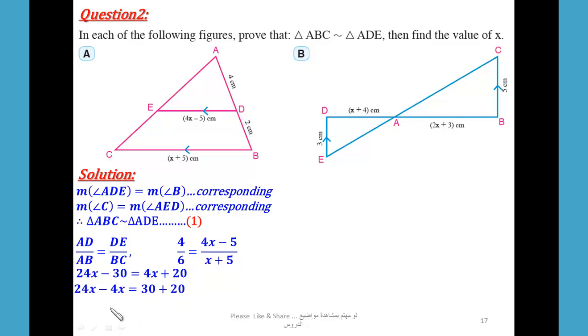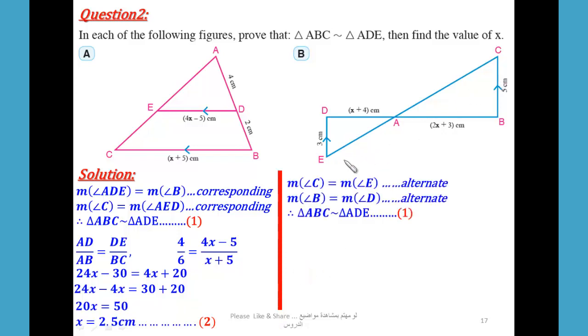And 24x minus 4x equals 20 plus 30. So 24x minus 4x equals 20x. And the right hand side 30 plus 20 equals 50. And x equals 50 over 20, which equals 2.5 centimeters.